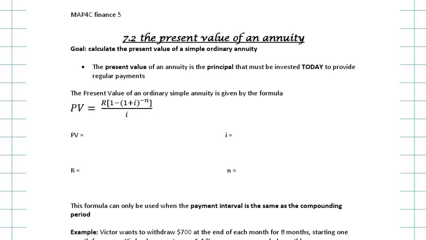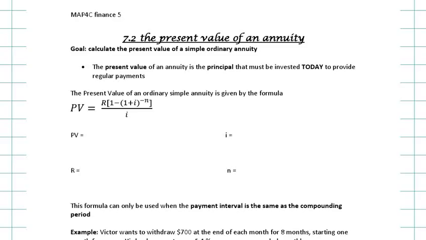Okay? So the questions, you have to read the questions very carefully to know if you're looking for PV, which is the present value. You can see it as P as well, okay? Or if you're looking for your amount, which is A. So the formula is kind of similar, but different, you see? You have my regular payment, times 1 minus, and then 1 plus i to the power of negative n, over i.